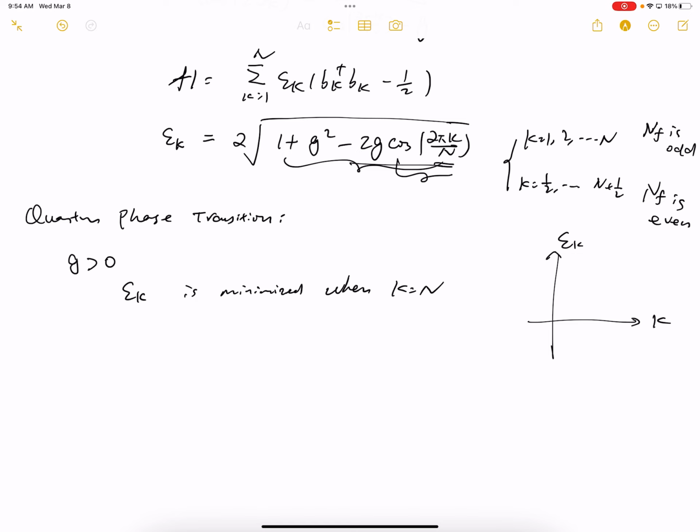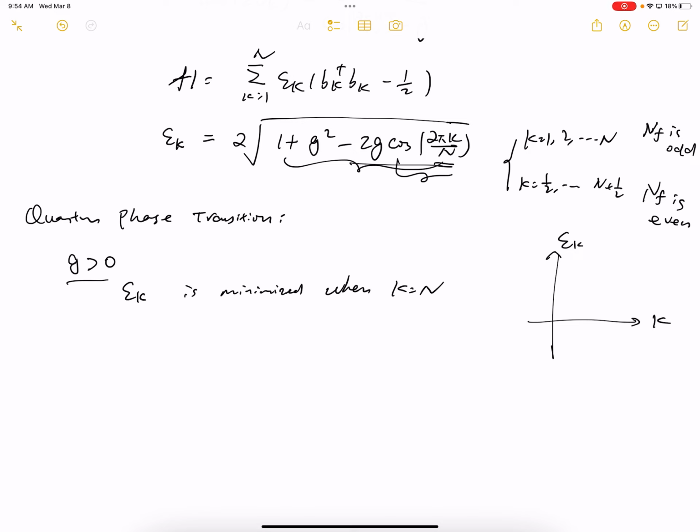Because you are just going to get cosine of 2 pi. So cosine 2 pi is 1, and then you get a negative sign. So this is why I have to assume g is larger than 0. If g is smaller than 0, you have to look at the other case. So k is going to be minimized at k equals n over 2 instead of n.